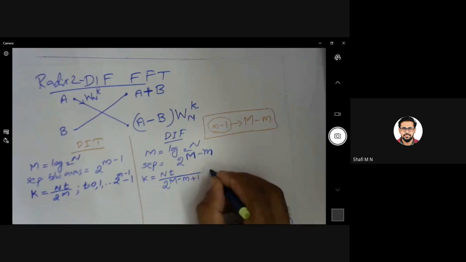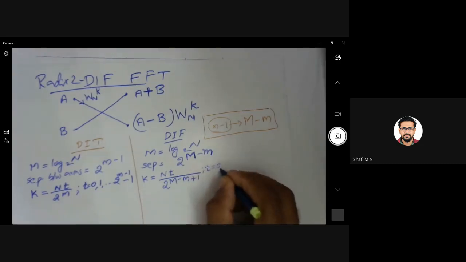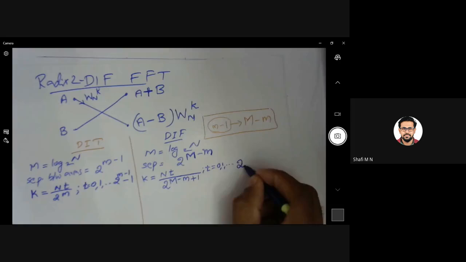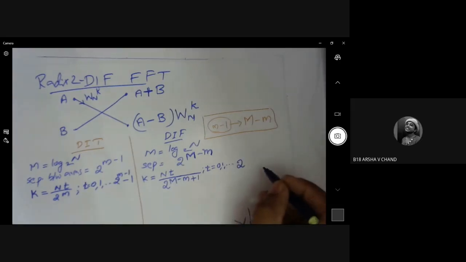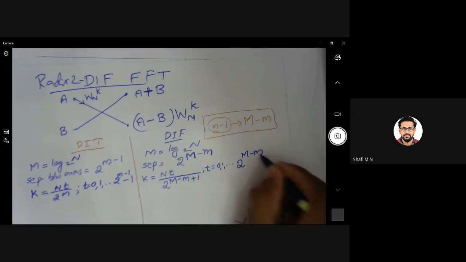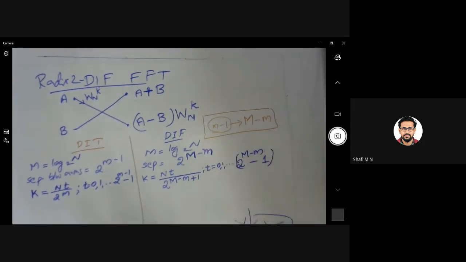Now tell me, T varies from 0, 1, etc. up to 2 raised to capital M minus 1. M minus 1 can be replaced with capital M minus small m, then minus 1. So this is the last value. These are enough to do the problems, right?